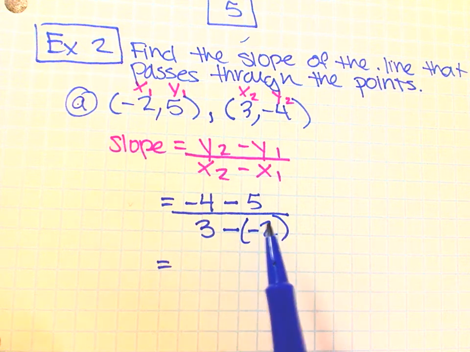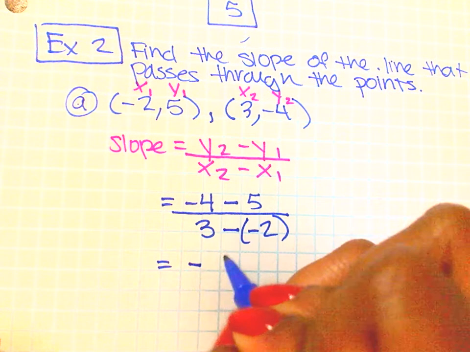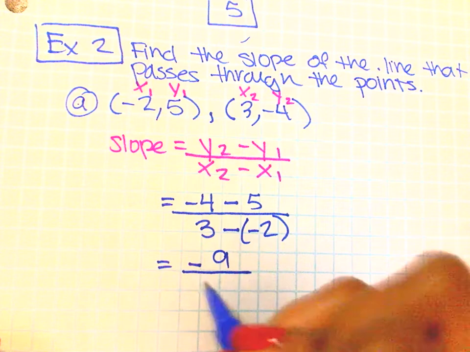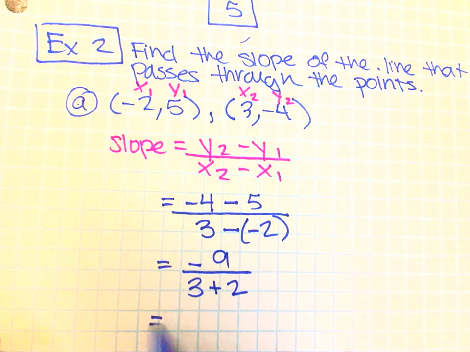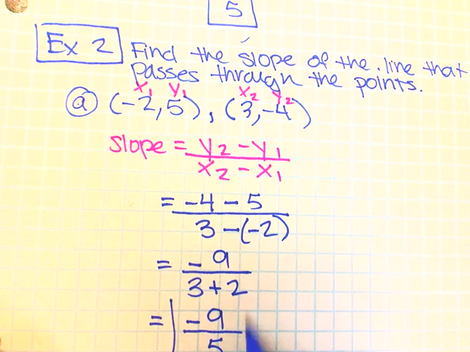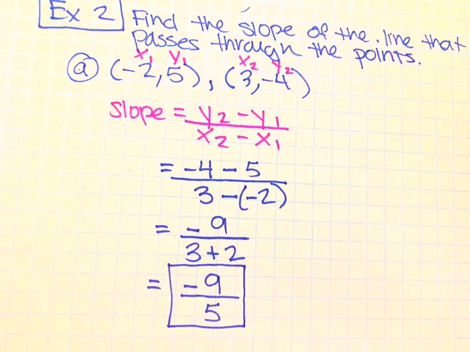-4 minus 5. Same signs, add and keep the sign. So that's going to be -9 over 3. 2 negatives become a positive. 3 plus 2. So I have -9 over 3 plus 2 is 5. And that's your answer. That's it. My slope is -9 over 5.